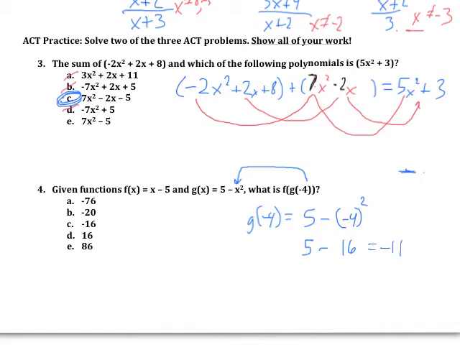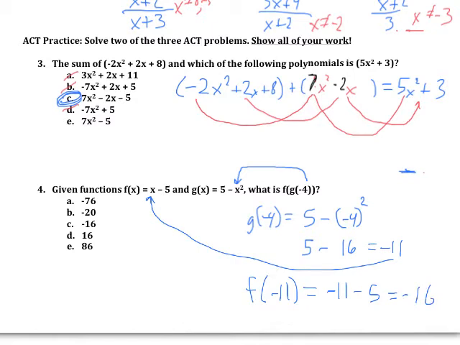So now I take the f function and I put -11 into it, and that would be -11 minus 5. I just took that and put it right there is all I did. That gives us -16, which is answer C. Okay, good job doing your homework.